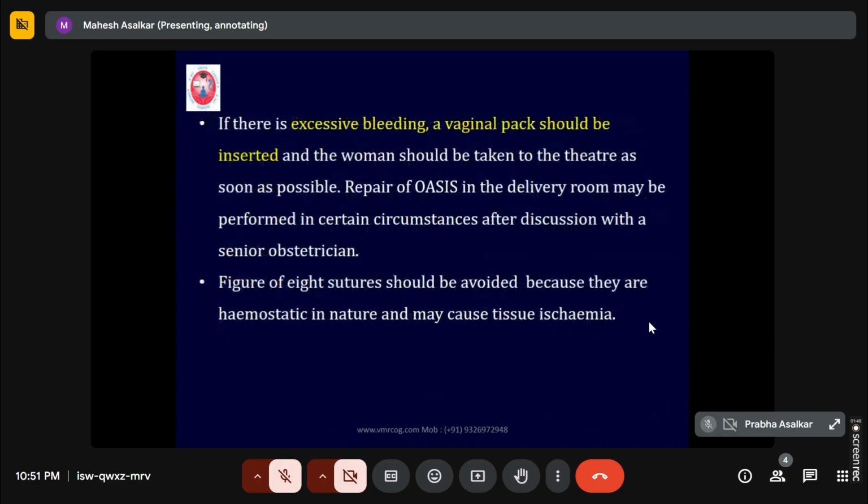If there is excessive bleeding, a vaginal pack should be inserted and the woman should be taken to theater as soon as possible. Repair of OASIS in the delivery room may be performed in certain circumstances after discussion with the senior obstetrician. So primarily it is the operation theater, and if there is excessive bleeding, you can pack and then shift the patient to theater. Figure of 8 sutures should be avoided because they are hemostatic in nature and may cause tissue ischemia. So no figure of 8 stitches.